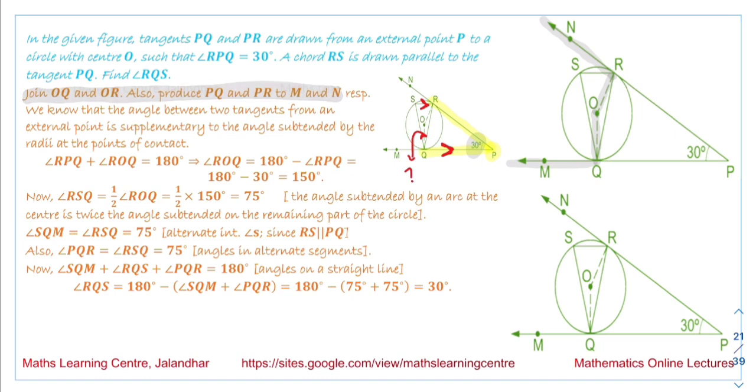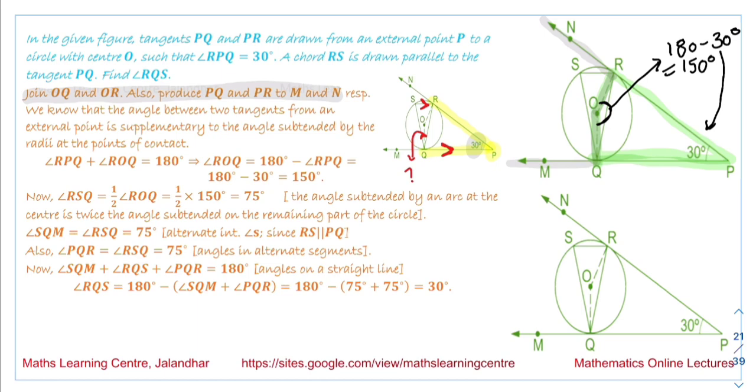Now if we look at this cyclic quadrilateral ORPQ, why is this a cyclic quadrilateral? We know from the property that if we draw two tangents from an external point, then this quadrilateral we obtain is a cyclic quadrilateral. This thing we have also proved in our previous slides. Now this angle over here will be 180 minus 30 degrees, that is equal to 150 degrees.